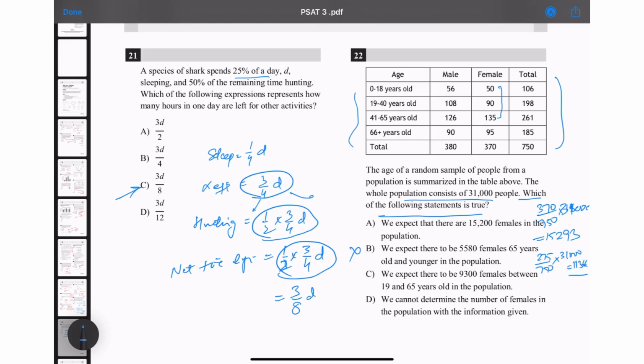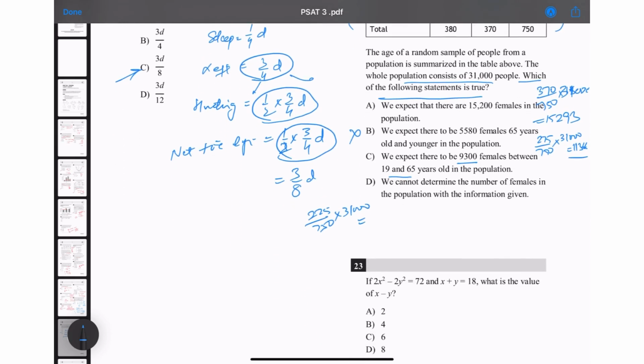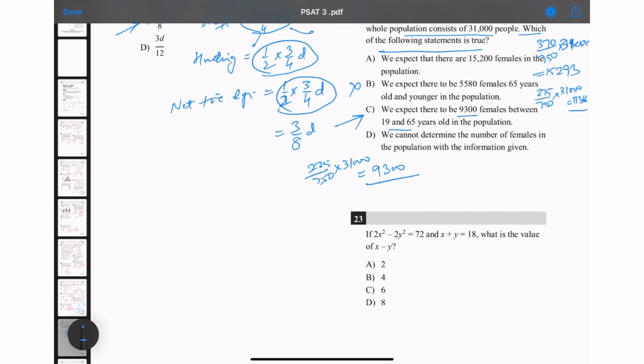We expect there to be 9300 females between 19 and 65 years. 19 to 65 are 225. So if we write 225 over 750 times 31,000, I observe that this is 225 times 31,000 divided by 750. So that is 9300, which is correct. So I will go with option C. Option A, though it was close, is not accurate, but option C is accurate. So we will go with the accurate one.